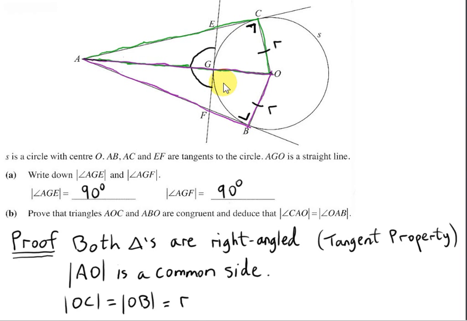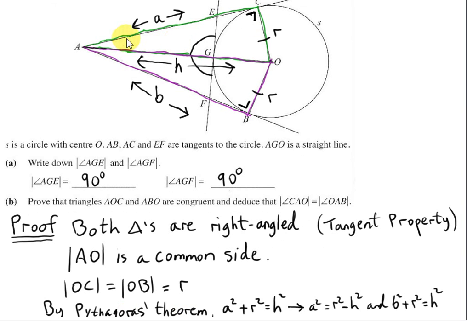What we can do is use Pythagoras' Theorem. By Pythagoras' Theorem, if I call this side small a, this side small r, and the hypotenuse small h, then we know that the sum of the squares of the two short sides of a right angled triangle, that is a squared plus r squared, equals the square of the longest side, h squared. So we can rearrange this to get a squared. Actually, it's h squared minus r squared.